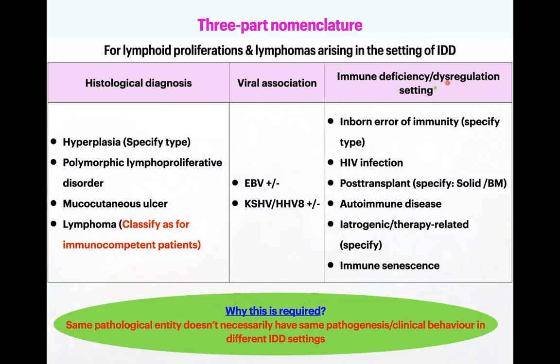Then the immune deficiency/dysregulation setting can be inborn errors of immunity. If it is that, then you specify which type of inborn error of immunity. It can be HIV infection. Post-transplant, then you specify whether it is solid organ or bone marrow transplant. Then autoimmune diseases, iatrogenic or therapy related, then you specify the therapy, and immune senescence. So why is this required? With this three-part nomenclature, the same pathological entity does not necessarily have the same pathogenesis and clinical behavior in different IDD settings. That's why it is important to include this causal association in the nomenclature of these disorders.